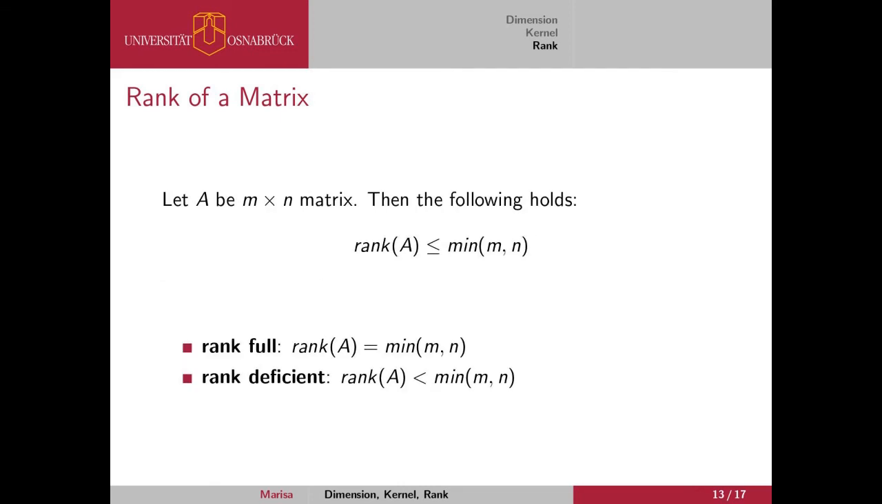The rank is a concept that is very important and quite often used in linear algebra, and therefore I want to talk about some important properties and terminology. First of all, if we have an M times N matrix, then the rank of this matrix cannot be bigger than the minimum of M and N. So it is smaller or equal to the number of its rows and columns. And we say that a matrix has full rank if its rank is exactly this minimum. And we say that it is rank deficient if it's smaller than this minimum.